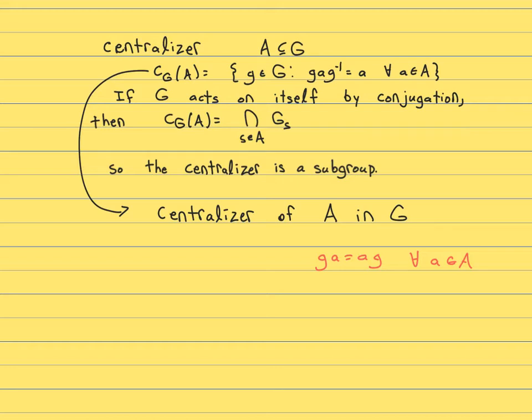As already mentioned, one of the cases that's important is called the center of the group. So the center of the group, under this interpretation that gA equals Ag, it's the set of elements that commute with every other element in the group. So that's the definition of the center.